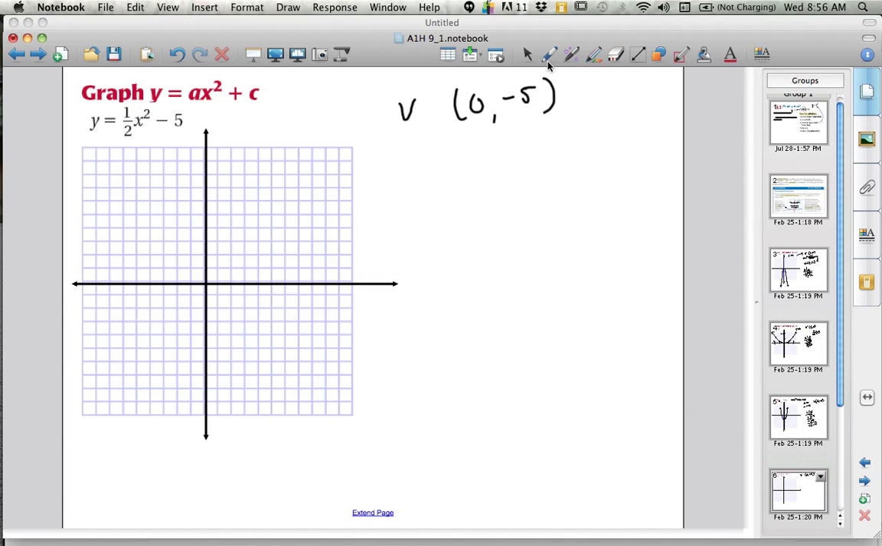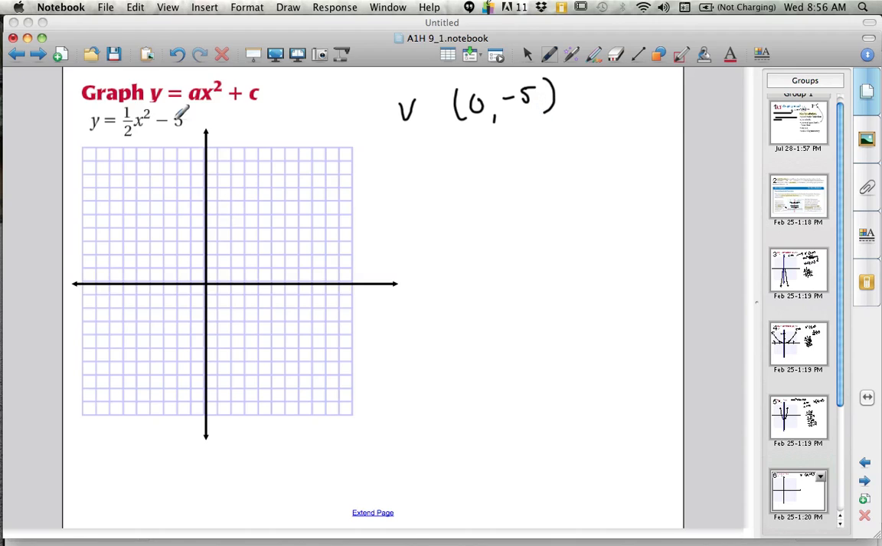So again, to sort of reinforce these ideas, the leading coefficient deals with whether it opens up or down and how narrow or wide it is. The B value, which in this case is 0, is related to the x-coordinate. It isn't the x-coordinate, but it has an impact on the x-coordinate. And the C value has an impact on the y-coordinate. Okay, it's not always that it is the y-coordinate, it has an impact on it.